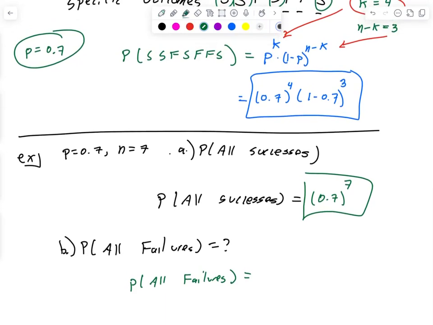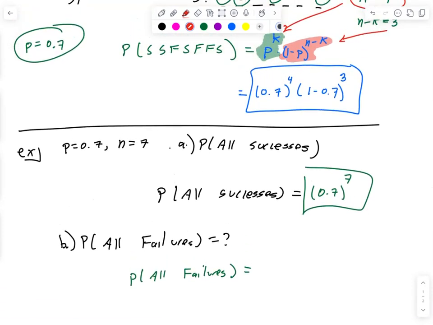So this formula has basically two parts. We have the successes part, and we have the failures portion. Notice that this previous example only had the successes. It did not have the failures, because there were all successes and no failures. This one has all failures and no successes.